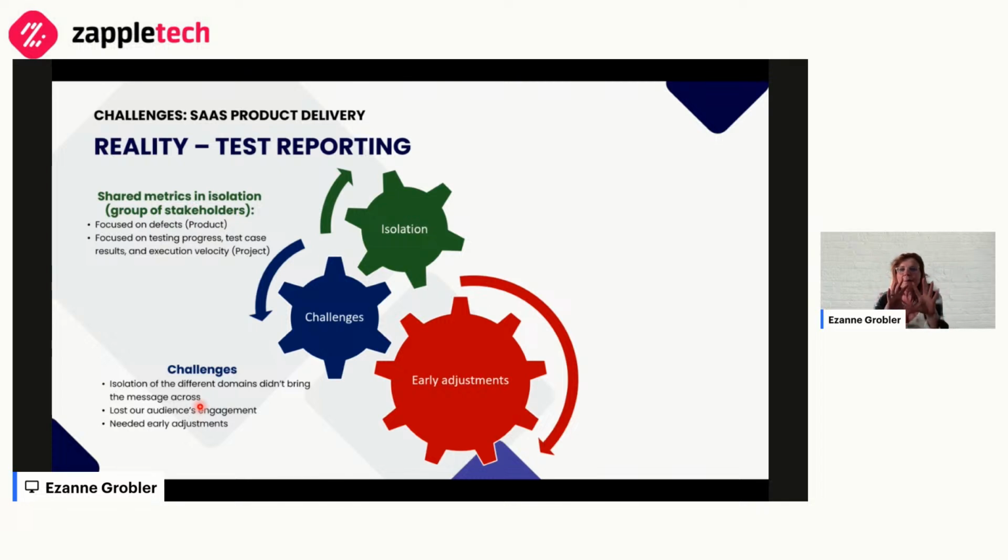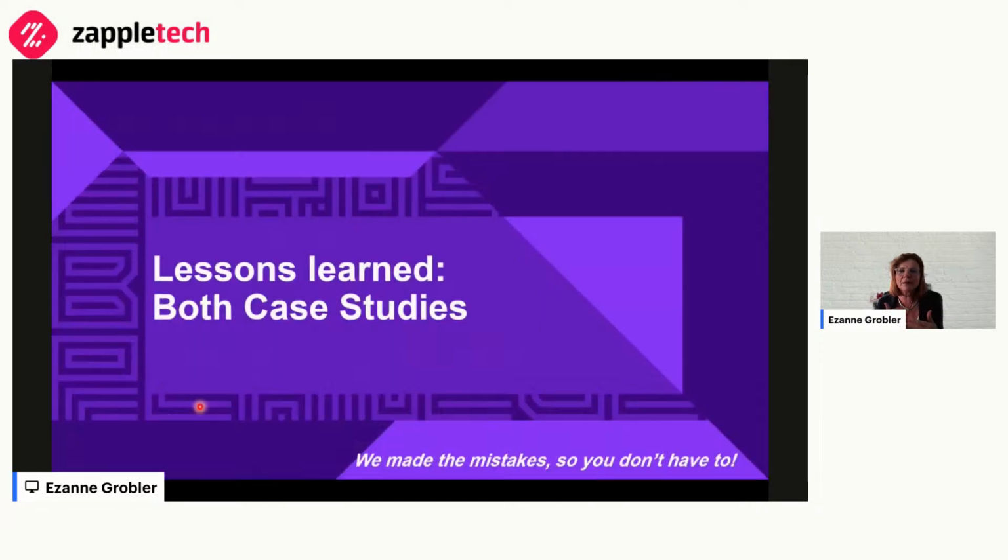The people didn't understand the full picture. They didn't understand that product metrics have such a big impact on project metrics, which have such a big impact on process metrics, etc. We lost the audience entirely in our engagement, and we needed to adjust. We needed to adjust to the factors that impact testing, as per my previous slide, and also to adjust our methods on how we do our reporting.